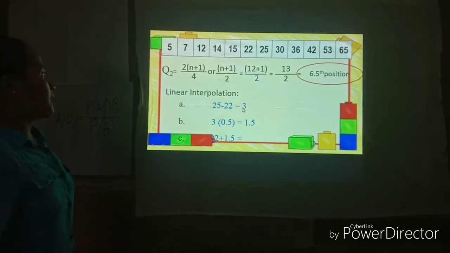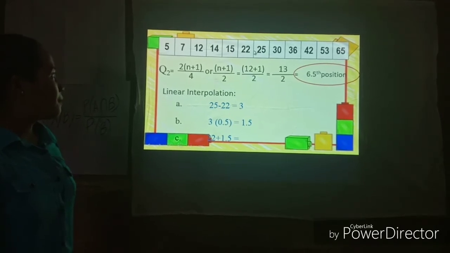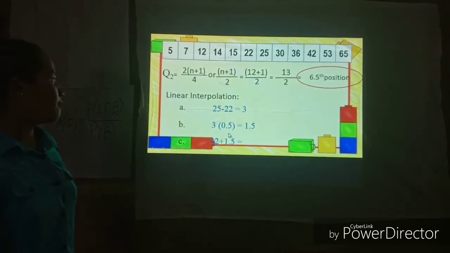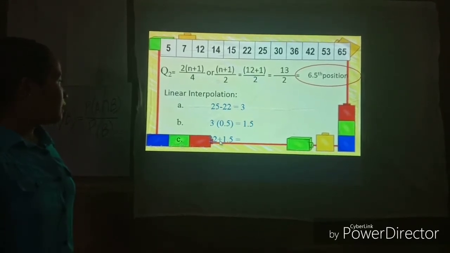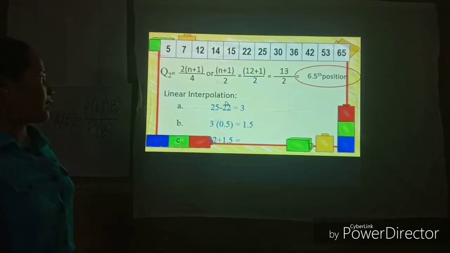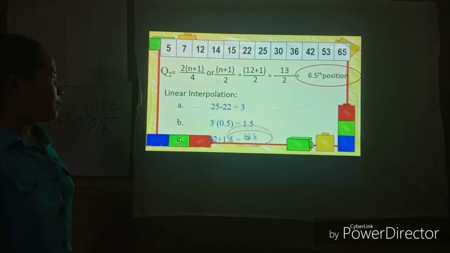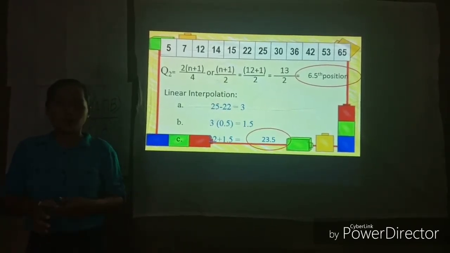Here is the linear interpolation. Same method: subtract, 25 minus 22, 3. Then multiply 3 times 0.5, we have 1.5. Then add the lowest data here, 22, to 1.5. We have 23.5. So the value for the Q sub 2 is 23.5.